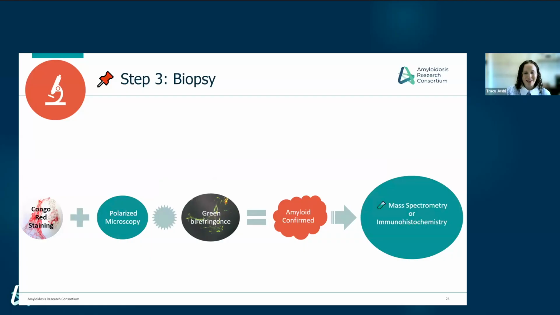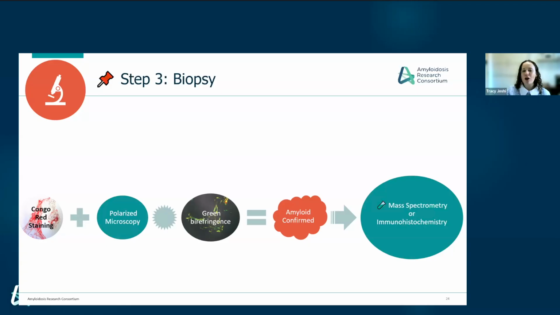Once a biopsy sample is taken, the next step is to confirm whether amyloid deposits are present. The first step is applying a special dye called Congo red to the biopsy sample. This stain binds to amyloid proteins, making them easier to see underneath a microscope. Once stained, the sample is viewed underneath a polarized microscope. If amyloid is present, it will show a unique pattern known as green birefringence.